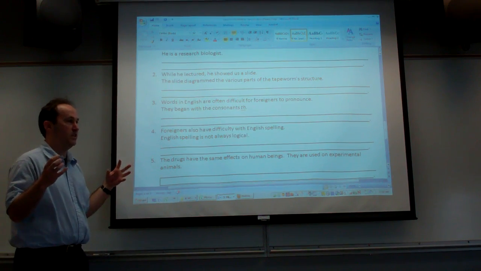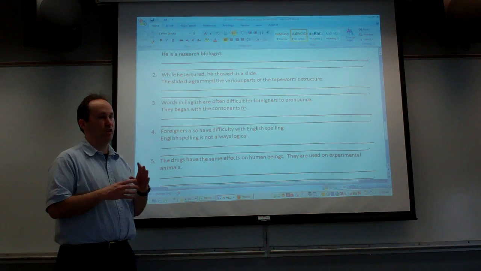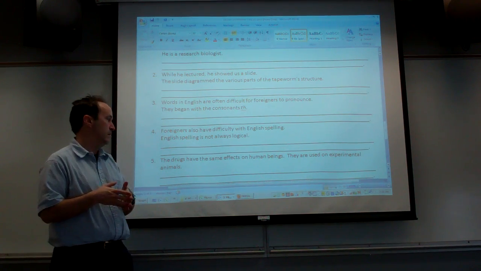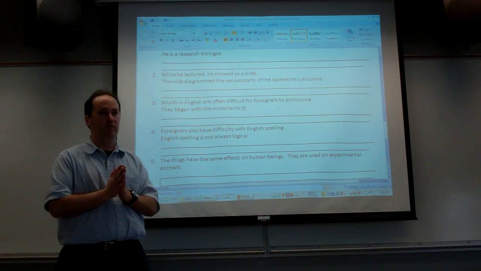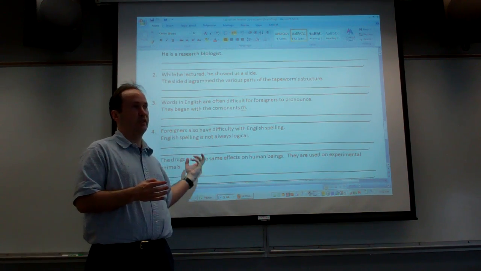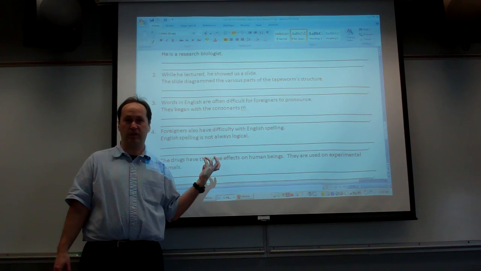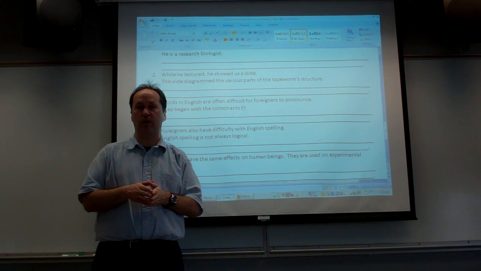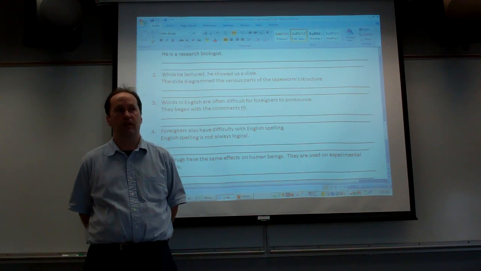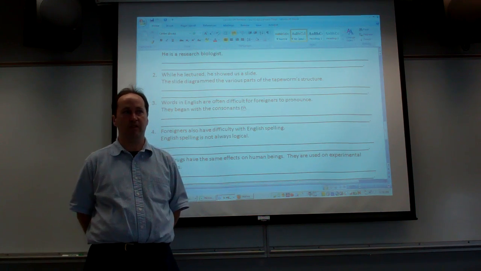So when we combine these: the drugs which are used on experimental animals have the same effects on human beings. Okay. So this is how you can use relative pronouns as subjects. Next, we're going to learn relative pronouns as objects. So what do I mean by that?